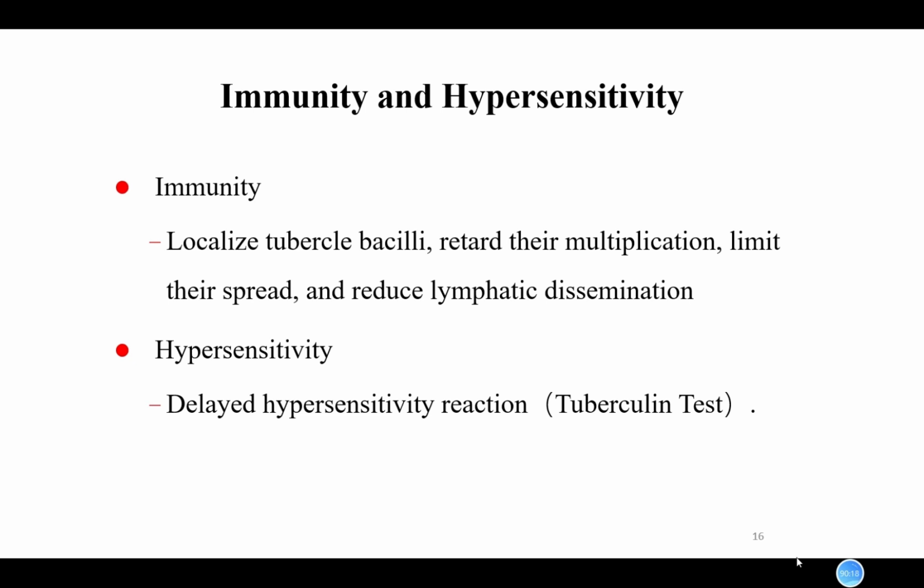Immunity. Our immune system can fight against tuberculosis. And when the immune system functions, it can localize the tubercle bacilli and retard their multiplication, limit their spread, and reduce the lymphatic dissemination. But it also induces hypersensitivity, especially the delayed hypersensitivity reaction. That's due to the activation of T cells.